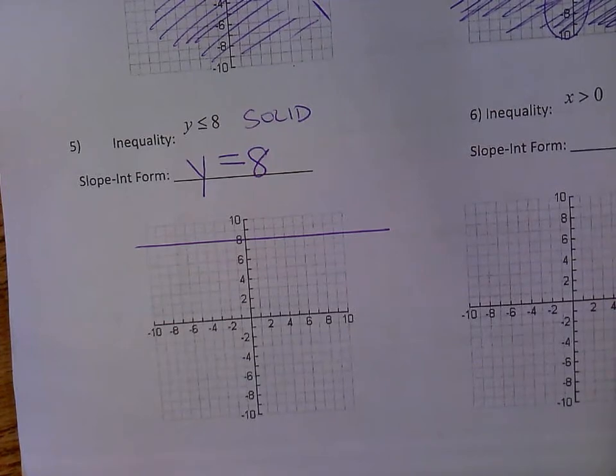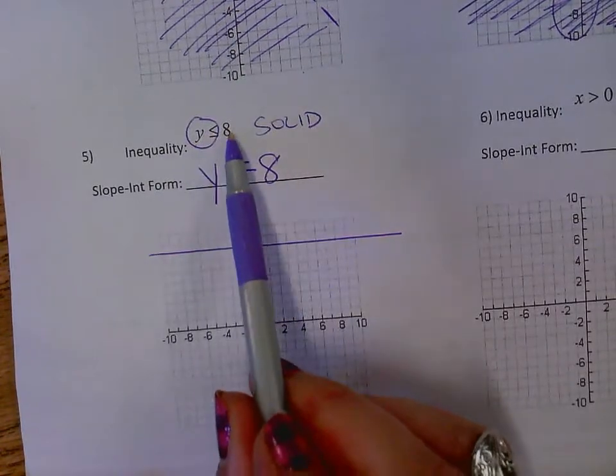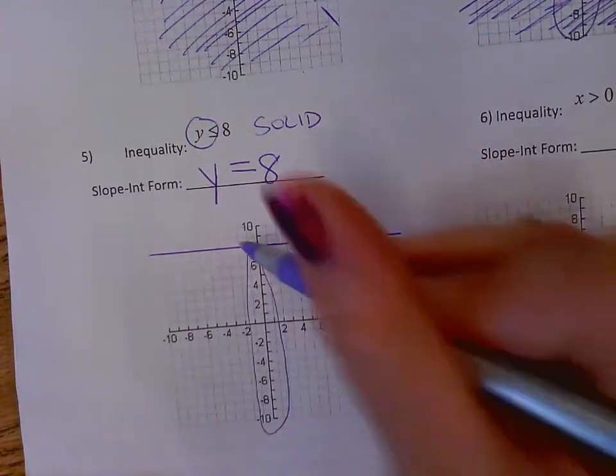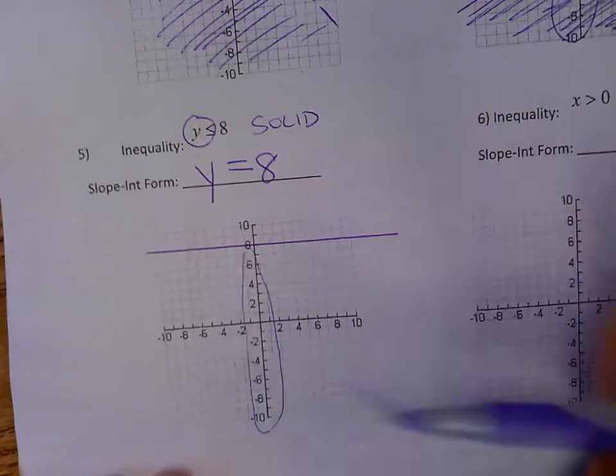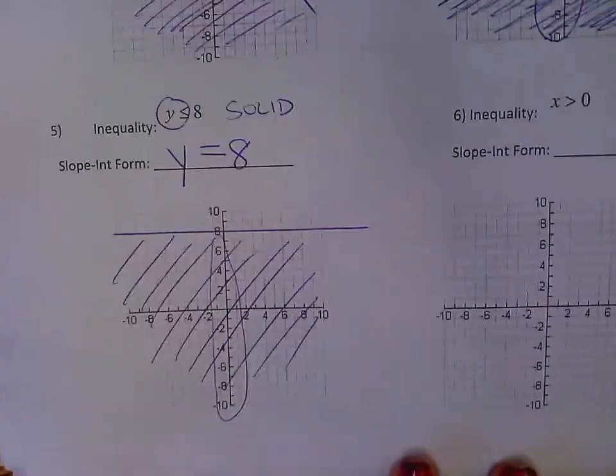What did you say? Above or below? Where are the y values smaller than 8? All down here, right? Those are all the y values that are smaller than 8. So I want to include them in my solution region. Anything in here has a y value smaller than 8.